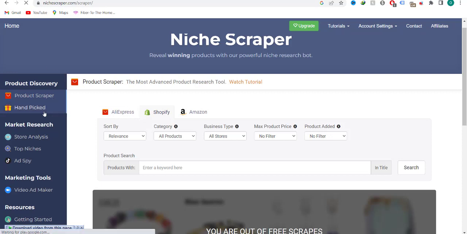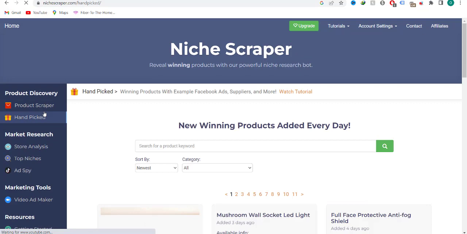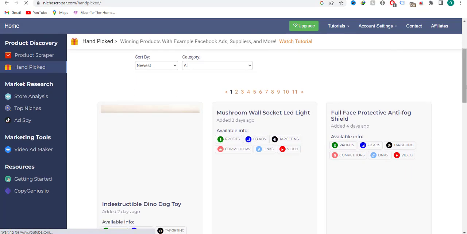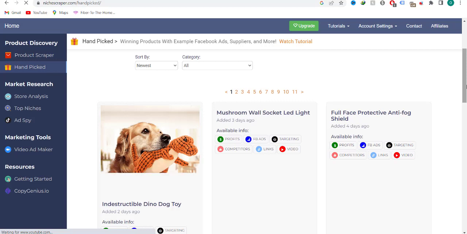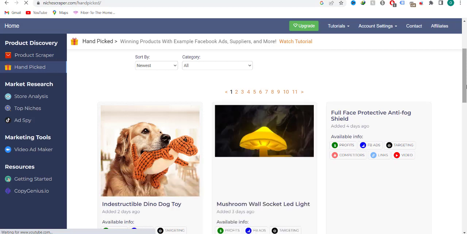And here, the website owner gives you hand-picked products of his own, products they've tested by themselves and found to be converting well. They give you the targeting, the profit, the competition, everything A to Z. You just need to pick it and start reselling on your dropshipping store.